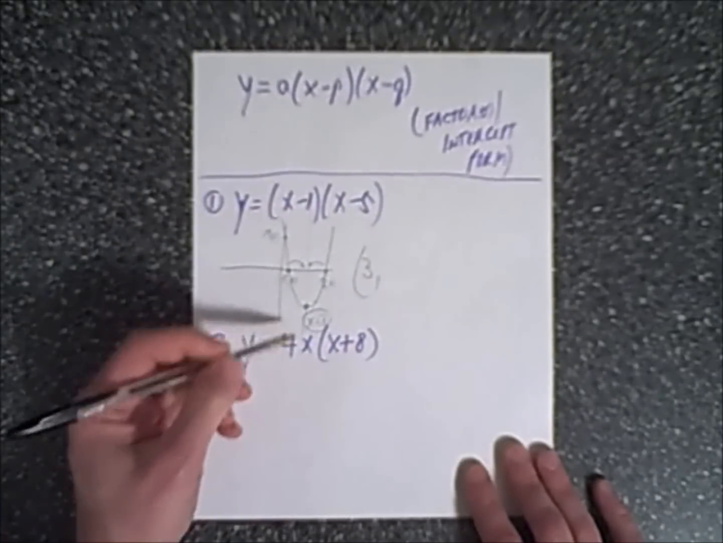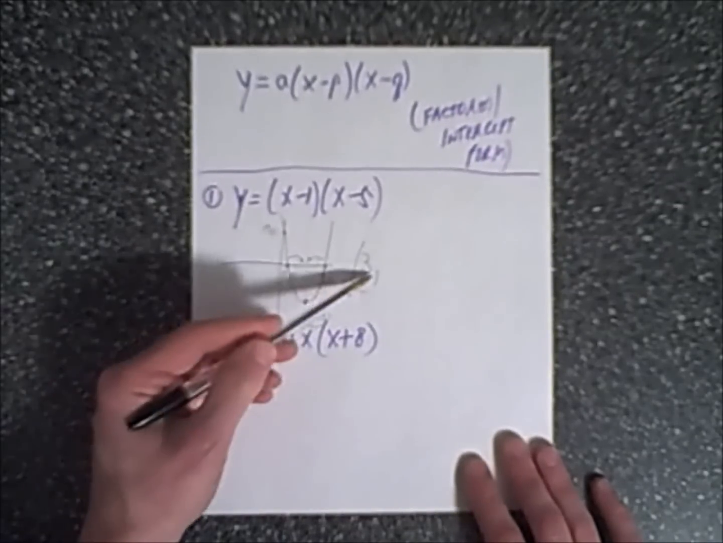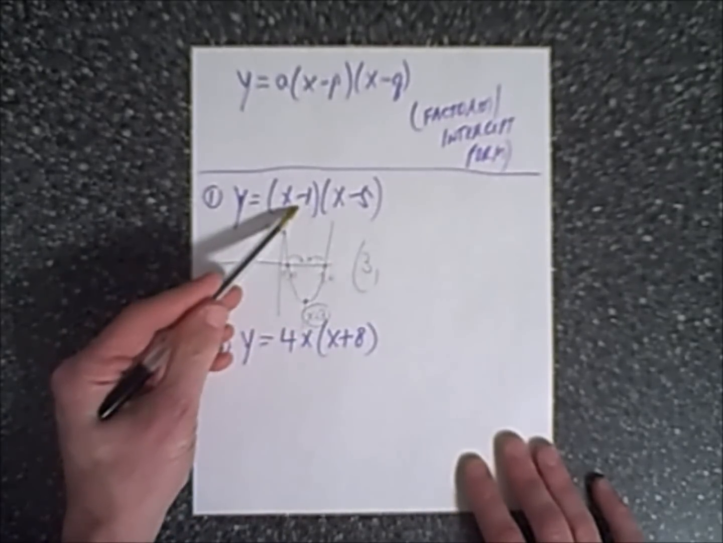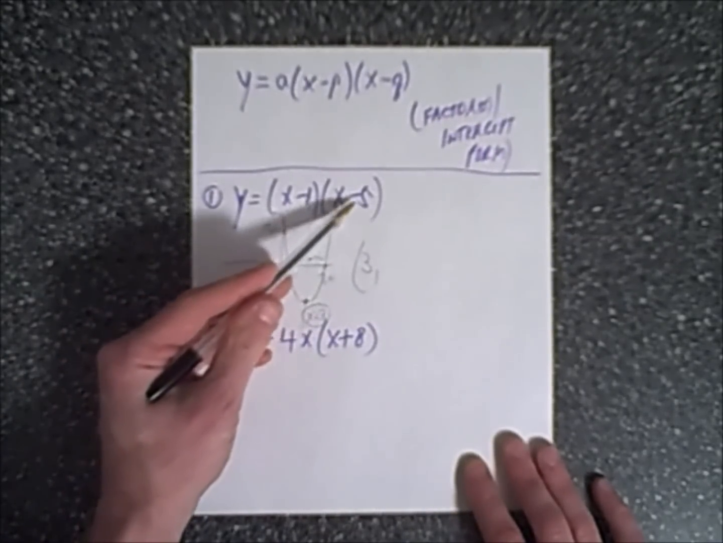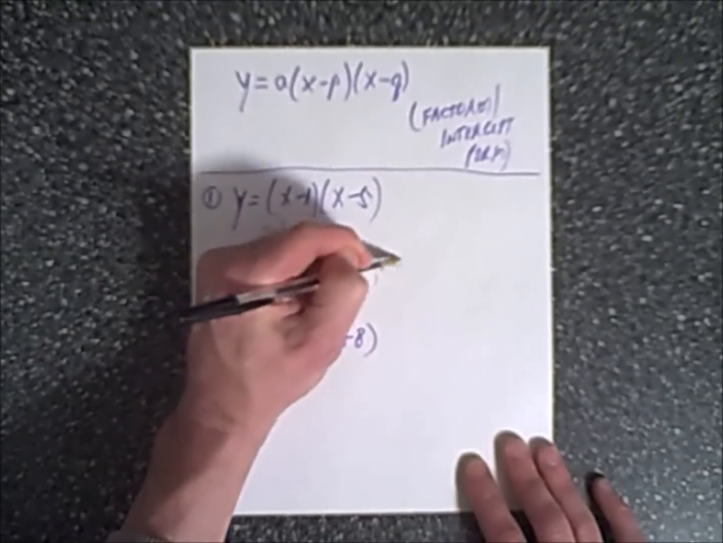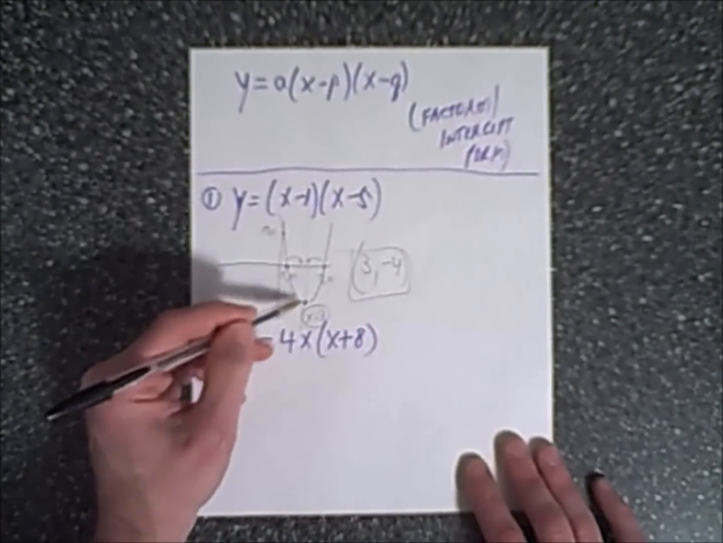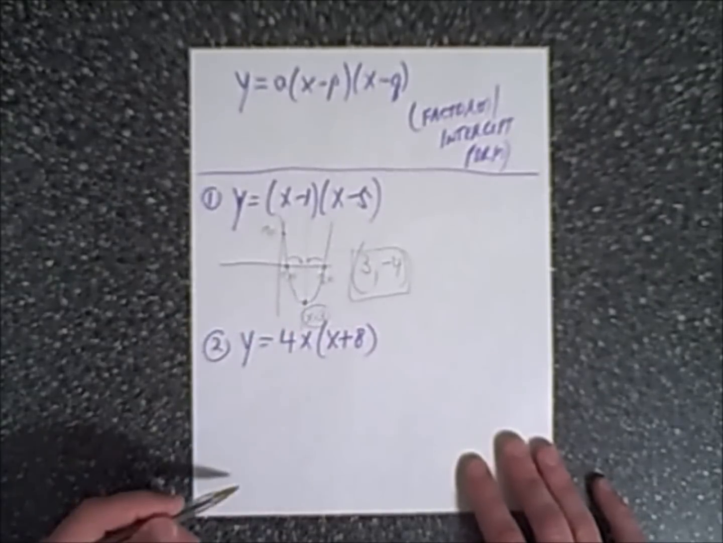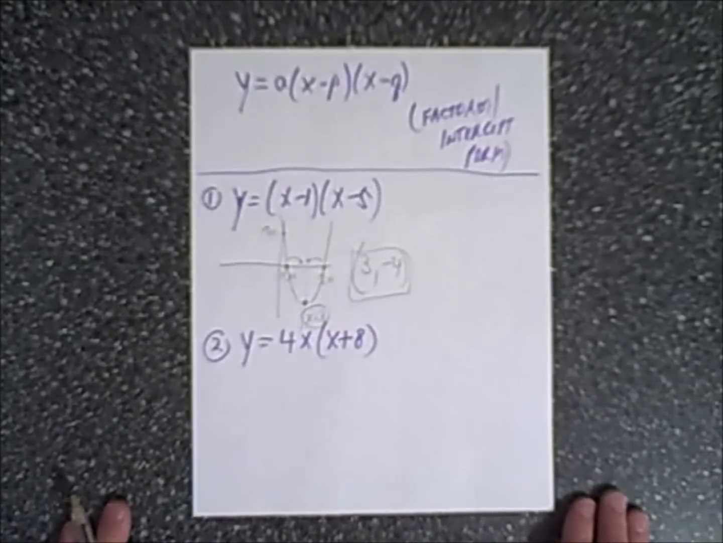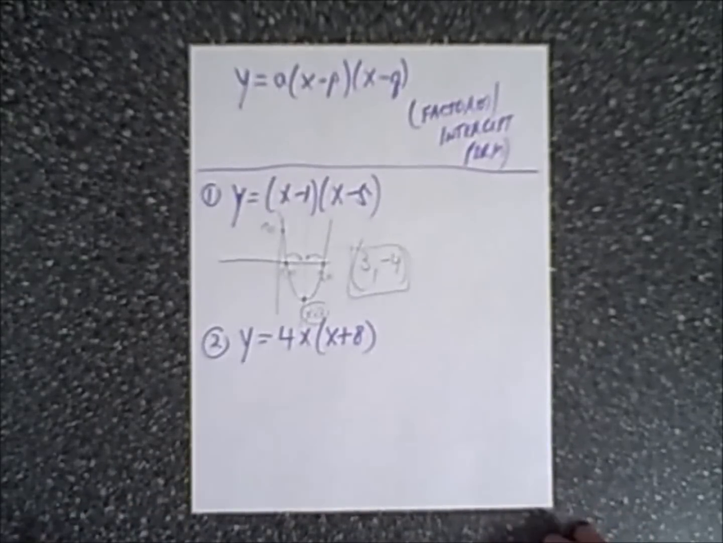And what's the point? Well, you just plug it in. If I plug in 3, I get 3 minus 1 is 2, times 3 minus 5, which is -2, is -4. So that's our vertex. I basically find the midpoint, which determines the axis of symmetry between these 2 points, and then solve from there. Okay, so then we look at the next example.